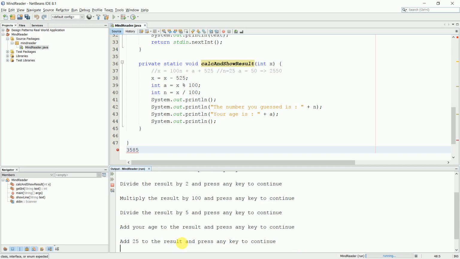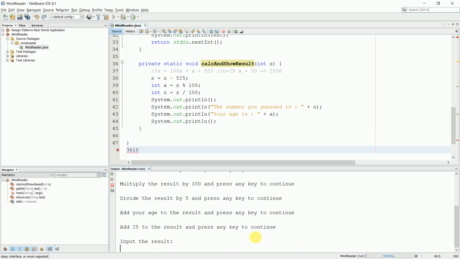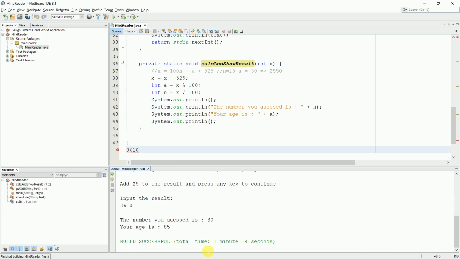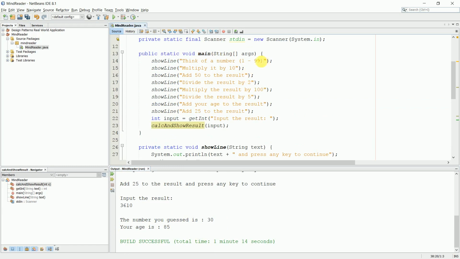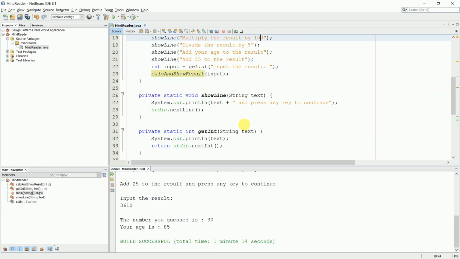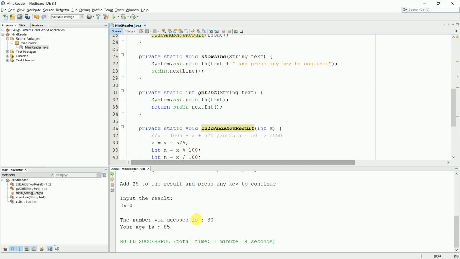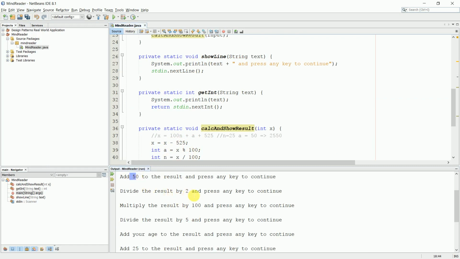And then it says add 25 to the result, so this becomes 3610, and then it says input the result. So we enter 3610, and then it says, whoa, the number you guessed is 30 and your age is 85. Change it around by assigning random numbers here and tweaking your equation accordingly, so it doesn't always ask for the same numbers.